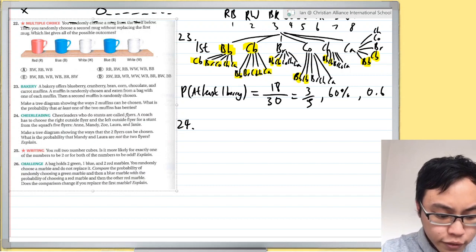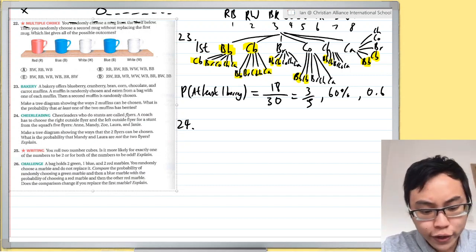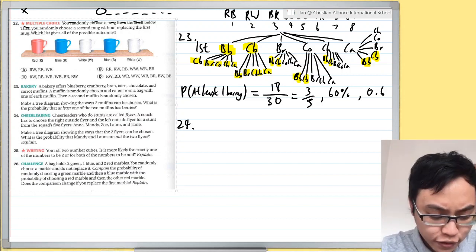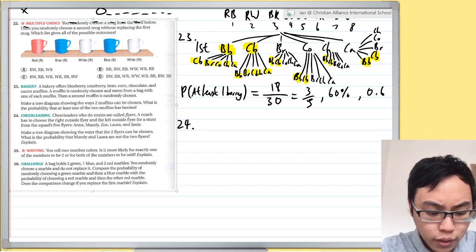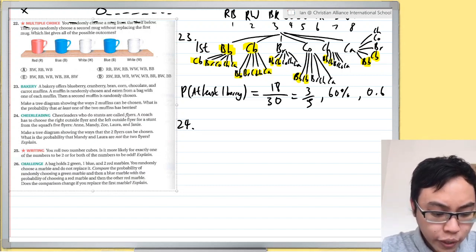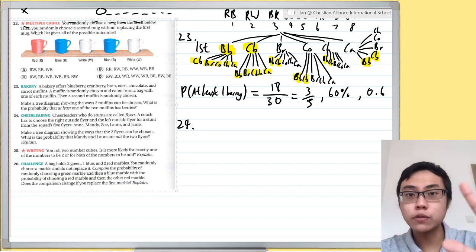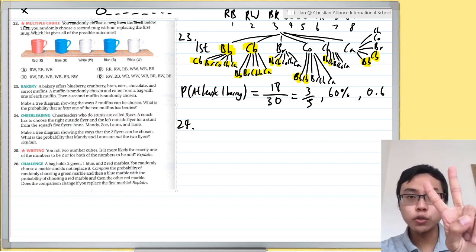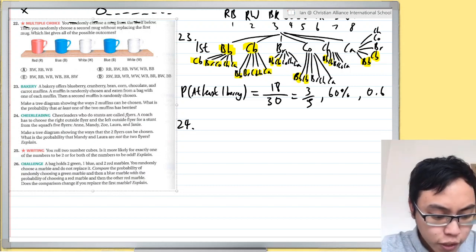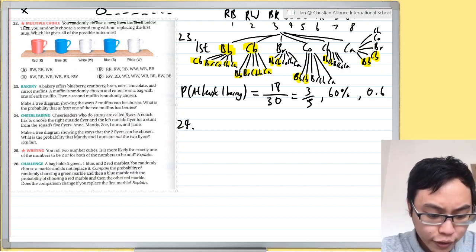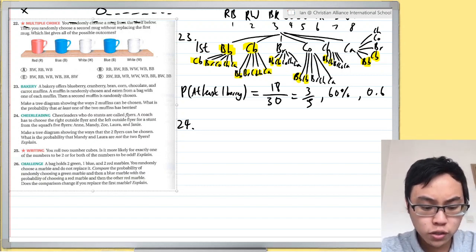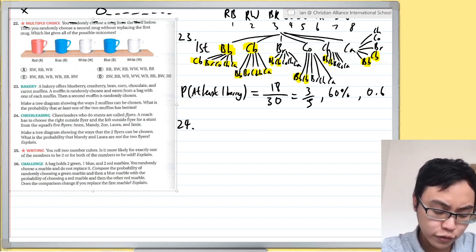It says cheerleaders who do stunts are called flyers, and a coach has chosen the right outside flyer and the left outside flyer for a stunt from the squad's 5 flyers: Anne, Mandy, Zoe, Laura, and Janie. So there are 5 girls who are able to be flyers, but only 2 of them will be chosen. And so make a tree diagram showing the ways that the 2 flyers can be chosen. What is the probability that Mandy and Laura are not the 2 flyers? And we have to explain.